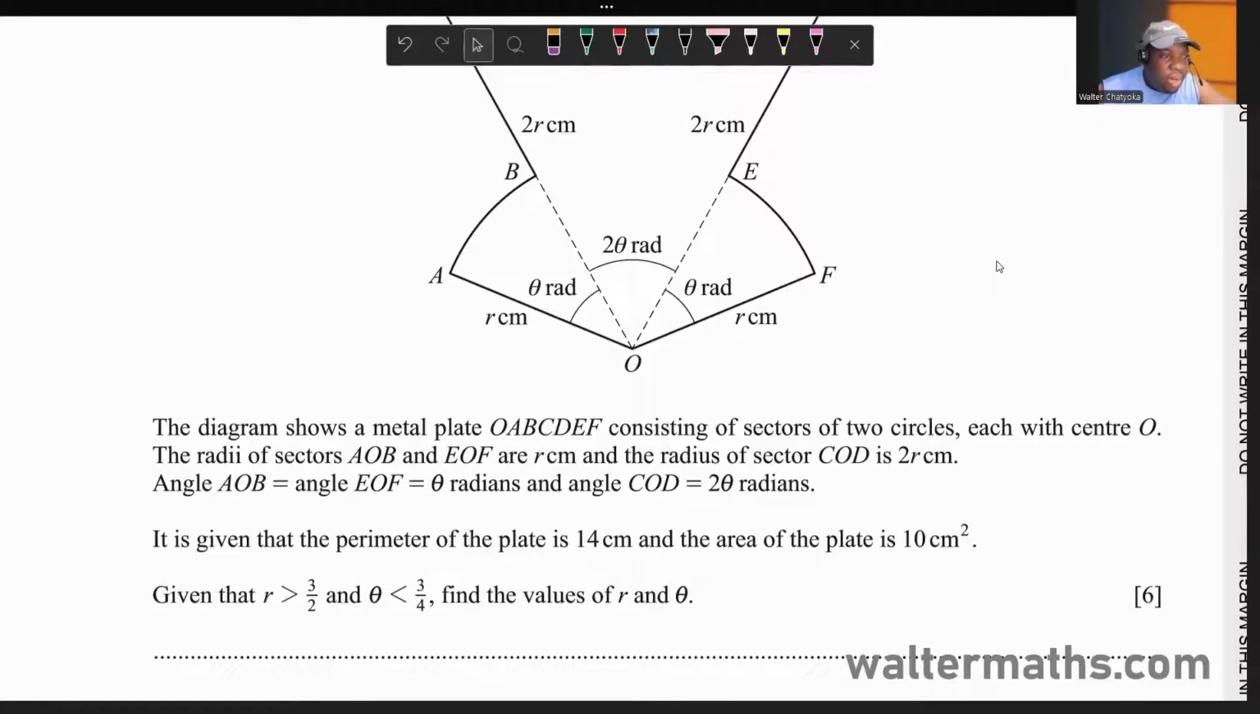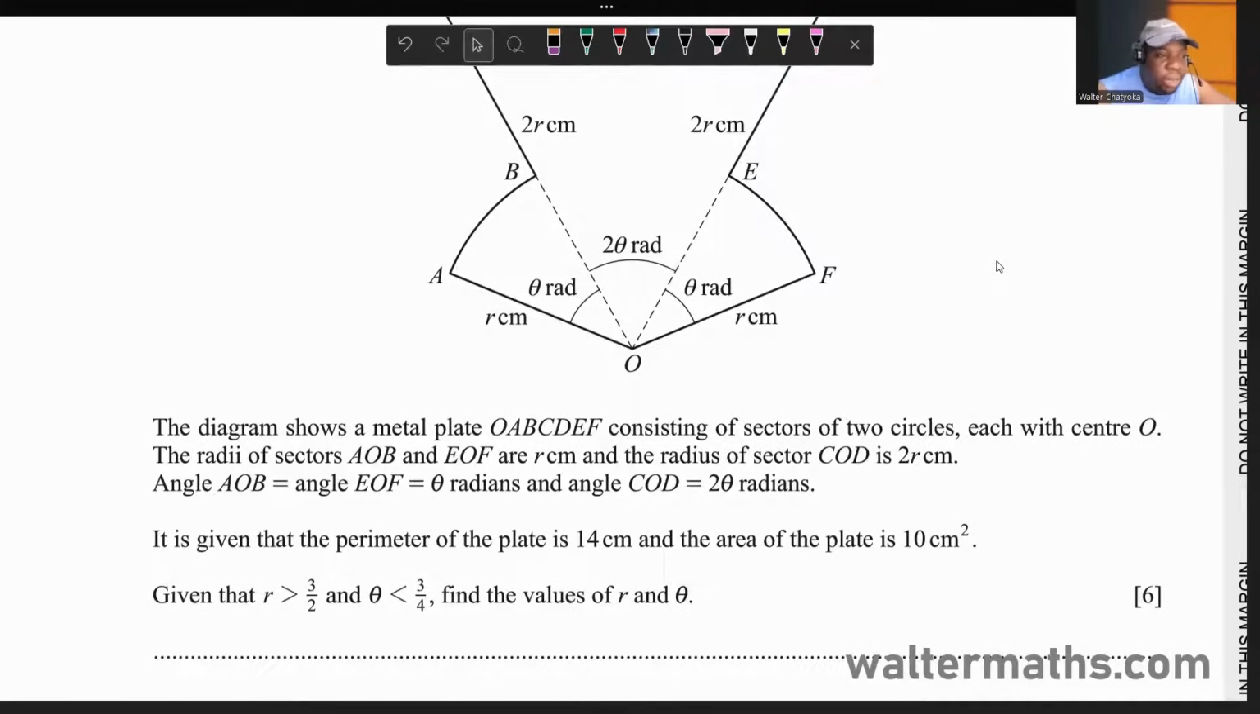The radii of sectors A or B and E or F are r centimeters, and the radius of sector C or D is 2r centimeters. Angle A or B is equal to angle E or F, and they are equal to theta radians, and angle C or D is 2 theta radians. It is given that the perimeter of the plate is 14 centimeters and the area of the plate is 10 square centimeters.